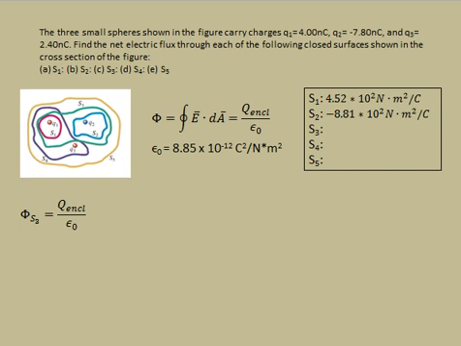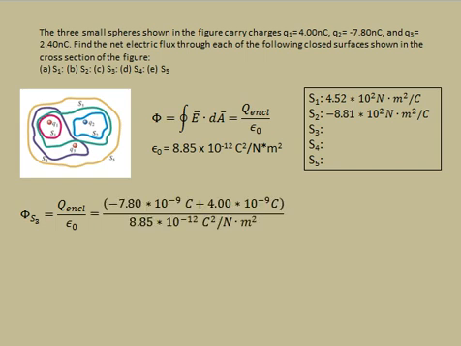Now let's look at surface 3, seen in green. Surface 3 contains both Q1 and Q2. To find the net flux through the surface, we need to calculate the net charge enclosed in the surface, so we add the charges together. We then calculate and get negative 4.29 times 10 to the second newton meters squared per coulomb. Note that we don't add the absolute value of the charges, so those signs matter.